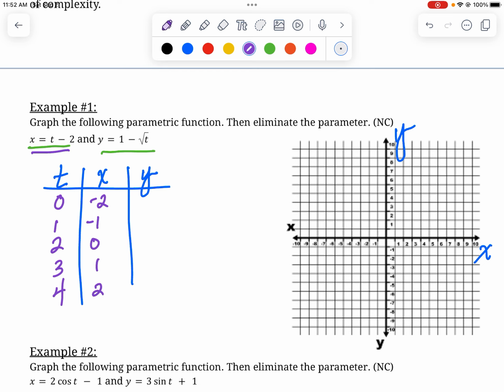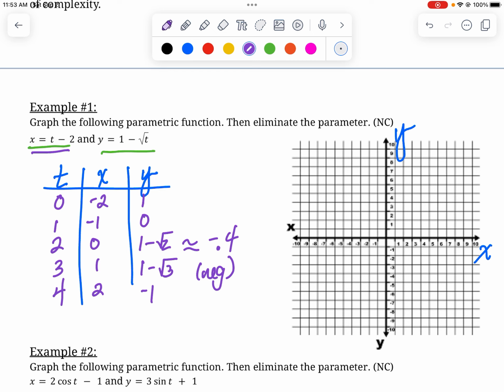And for y, we're going to take this square root. So 1 minus the square root. So this will have some awkward values, but this will be 1. This will be 0. This would be 1 minus root 2, which is going to be negative 0.4-ish. And this will be 1 minus root 3. So that will also be negative. That's close enough for our purposes because we're just plotting a graph on very small squares, and negative 1, okay?